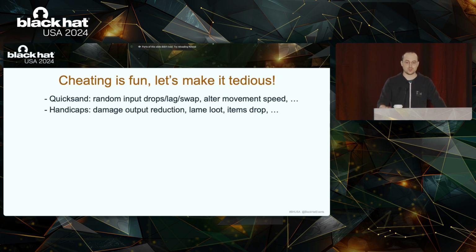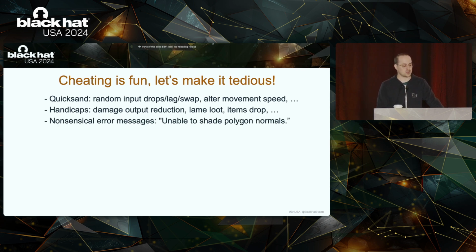Handicaps. When you shoot at someone, you don't do any damage. This is also infuriating. In some other games, you just get lame loot. Like, oh, you beat this boss, congratulations, you get some charcoal instead of the green sword. Item drops. I think it's also Call of Duty, where if you're cheating, you just drop your weapon and it disappears. And so you just cannot harm anyone. It's also infuriating. Nonsensical error message.